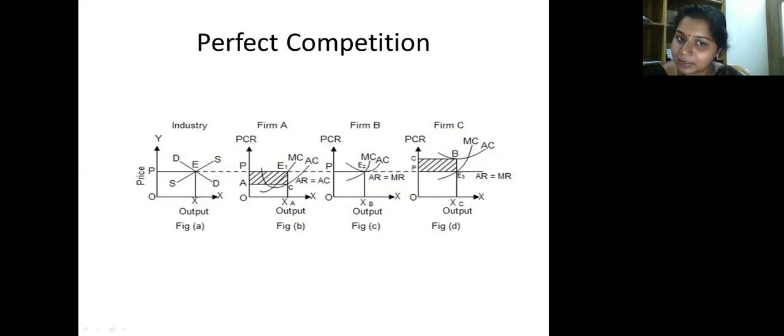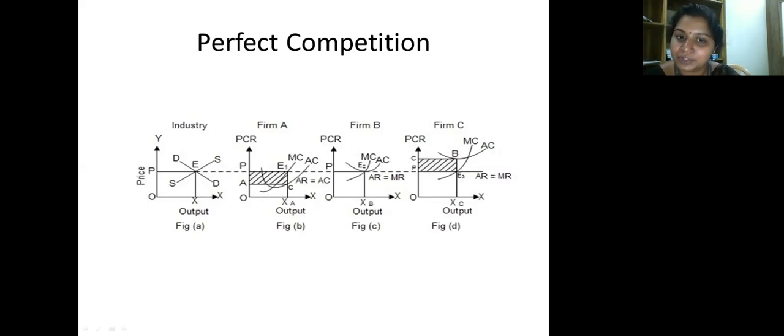So there are always three possibilities. There can be loss, there can be profit, or else there can be normal profit. That can be decided by the gap between the AC and AR curve. If cost is more, then it is a loss. If cost is coming below the revenue curve, then it is a profit for the firm. So these are the three different conditions.